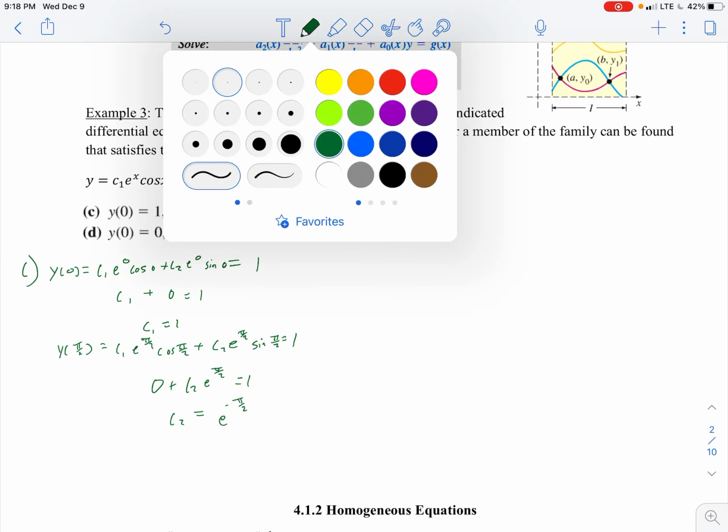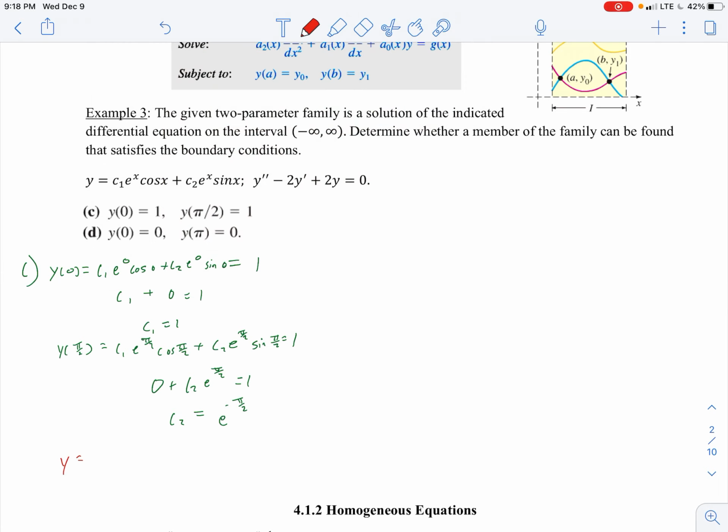So then that gives me my solution as y equals e to the x cosine x plus e to the negative pi over 2 e to the x sine of x.